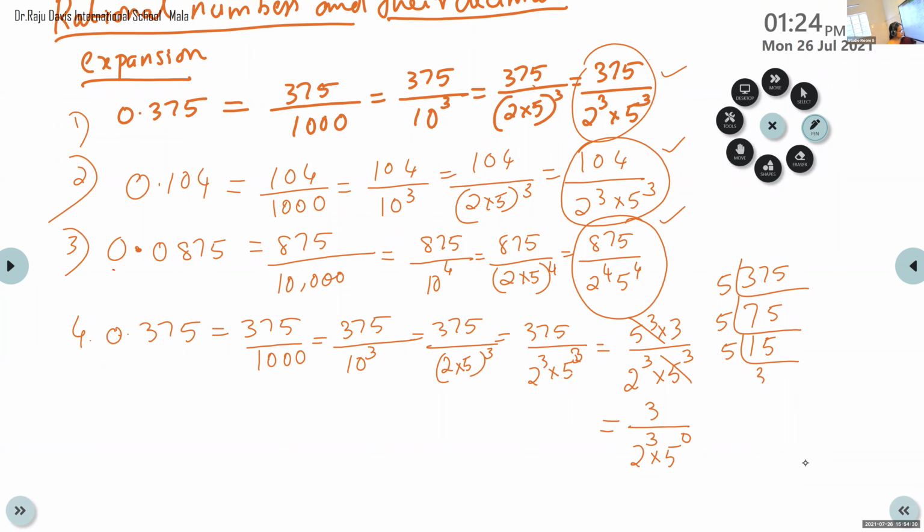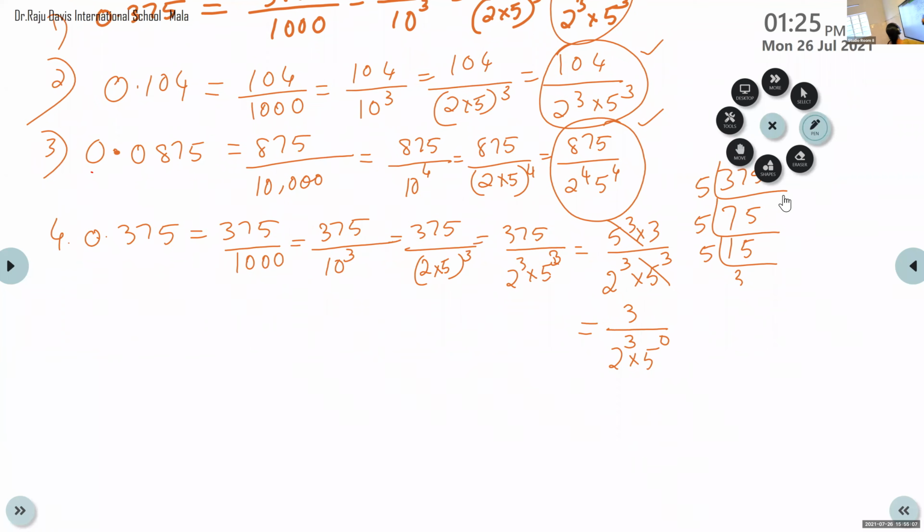So we will express this property, which means if a decimal expansion terminates, the denominator of its p by q form can be expressed in the form 2 raised to n into 5 raised to m. That is, the prime factors of the denominator are 2 and 5 only. One more example, and after that I will give the theorem. Fifth one.